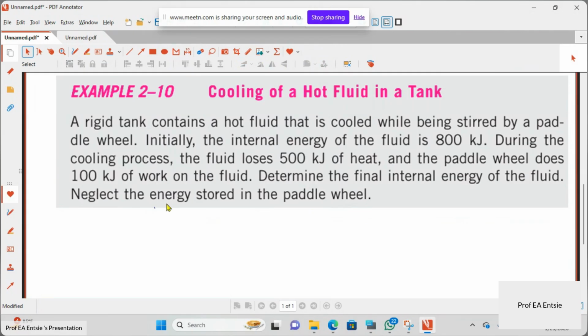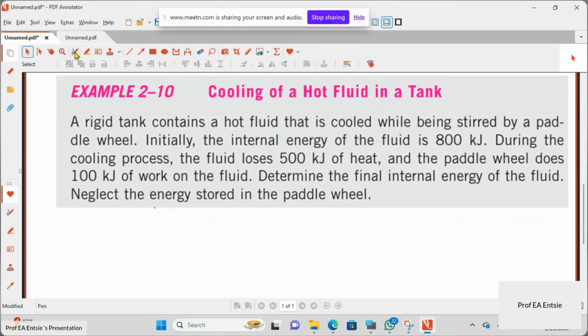A rigid tank contains a hot fluid that is cooled while being stirred by a paddle wheel. Initially, the internal energy of the fluid is 800 kilojoules. During the cooling process, the fluid loses heat, of course, as it cools. The paddle wheel does 100 kilojoules of work on the fluid, so it means work done on the fluid. Determine the final internal energy of the fluid. Neglect the energy stored in the paddle wheel. So we are not going to take account of the energy in the paddle wheel.